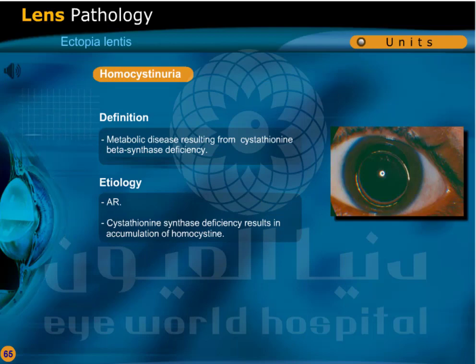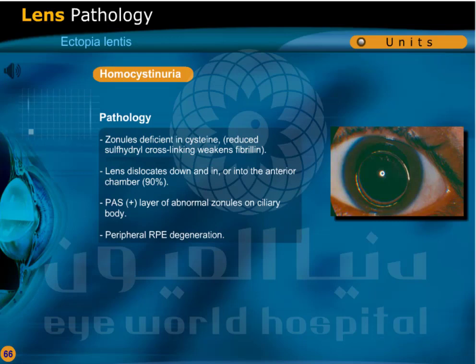Homocystinuria. This is a metabolic disease resulting from cystathionine beta synthase deficiency. It is an autosomal recessive disorder where cystathionine synthase deficiency results in accumulation of homocystine. In homocystinuria, the zonules are deficient in cystine. Reduced sulfhydryl cross-linking weakens fibrillin. The lens dislocates down and in or into the anterior chamber in 90% of cases.